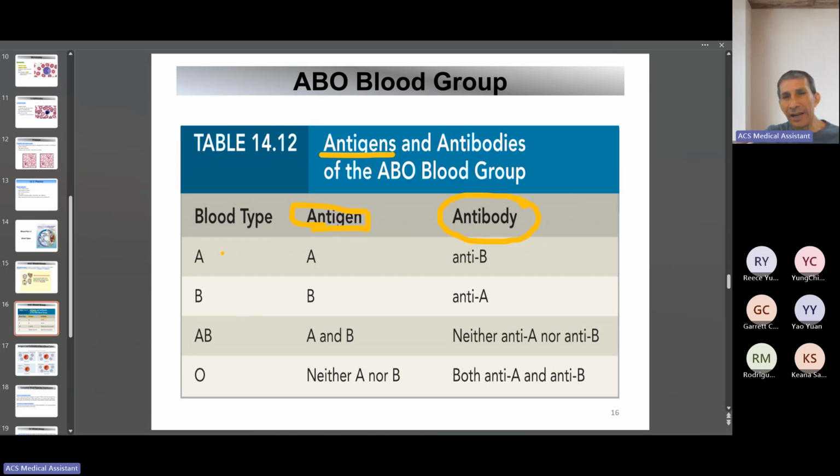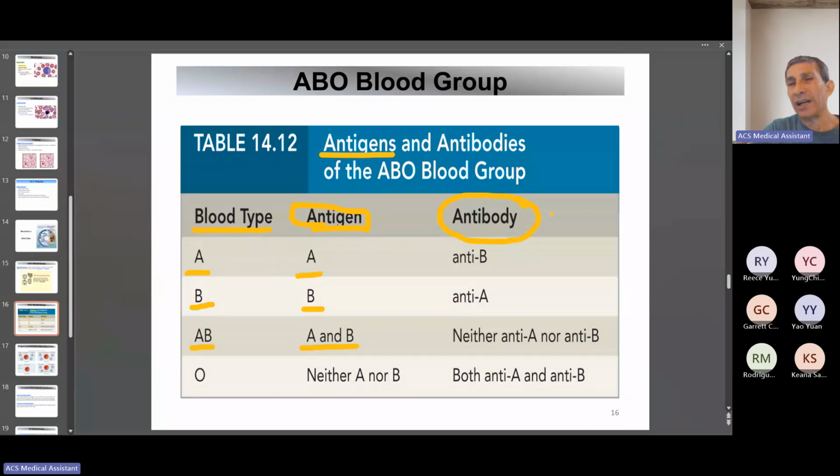If your blood type is A, you have antigen A. If your blood type is B, you have antigen B. If your blood type is AB, it's because you have antigens A and B. We're going to leave it there because O is a little more complicated. So let's work with this first.